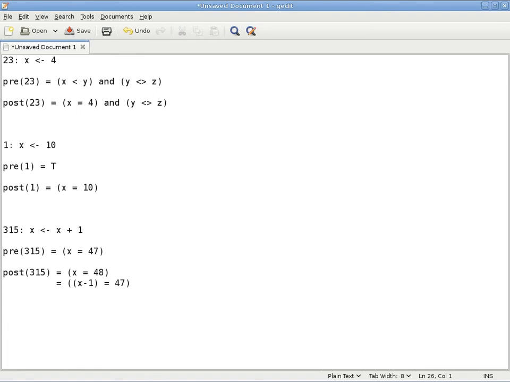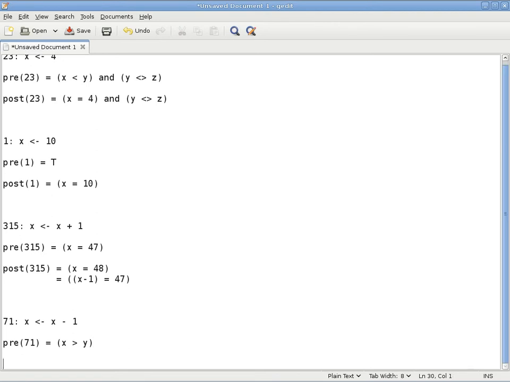The next example will be line 71. Line 71 says, x gets x minus 1. And once again, the right-hand side refers to the left-hand side. And this time, the precondition is a little bit more tricky. This time, I will simplify that to, let's see, let's try x is greater than y. Okay, very simple, but nonetheless, very different from the previous one.